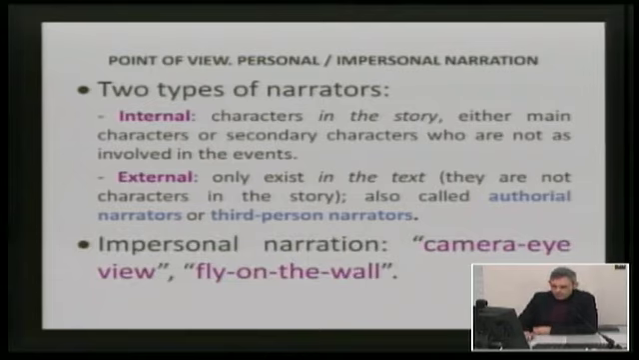So we have seen personal narration, with the mediation of a narrator. In impersonal narration, there is an attempt to erase the narrator so that the story progresses through dialogue, as in drama or as in cinema. Ernest Hemingway, for example, is famous for making his short stories very impersonal or very dramatic.